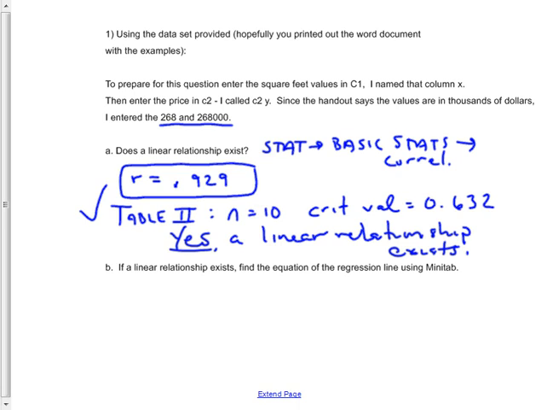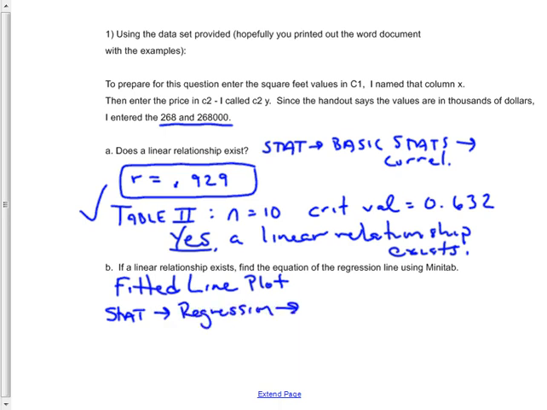Table 2. And now it says, if a linear relationship exists, find the equation of the regression line using Minitab. There's a couple different ways to do this in Minitab. I always have Minitab make what's called a fitted line plot. The way we get to that is we can pick Stat and then pick Regression, and then have it do the fitted line plot.